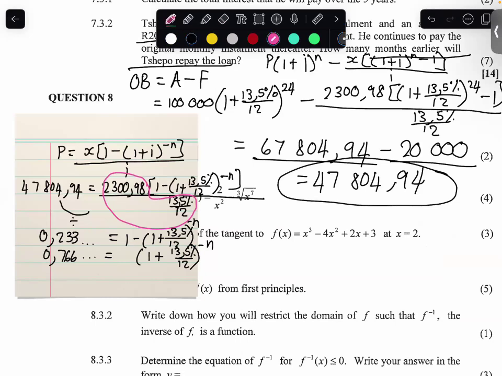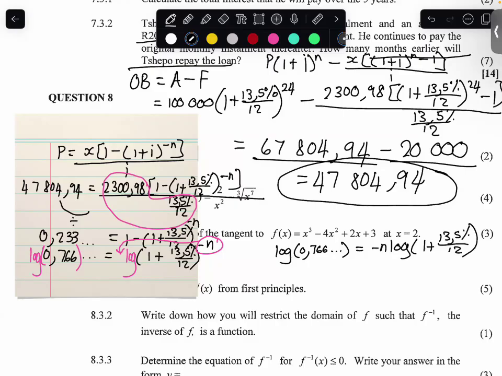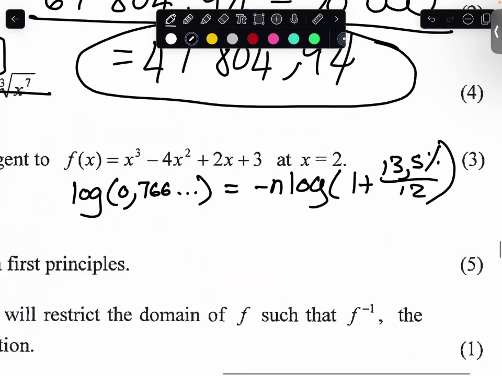Now you can add the word log to both sides of the equation and bring that exponent to the front. So you're left with log 0,766 whatever else, which is equal to minus n log (1 plus 13,5% over 12). At this point, all you need to do is solve for n.